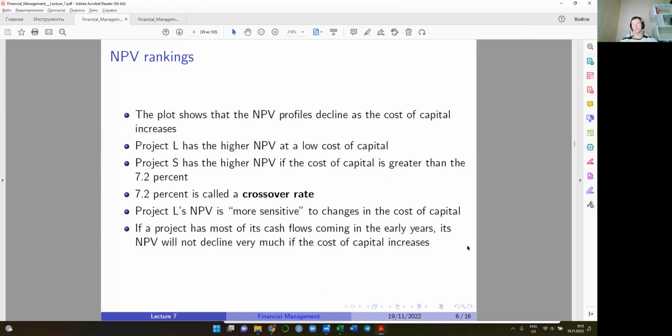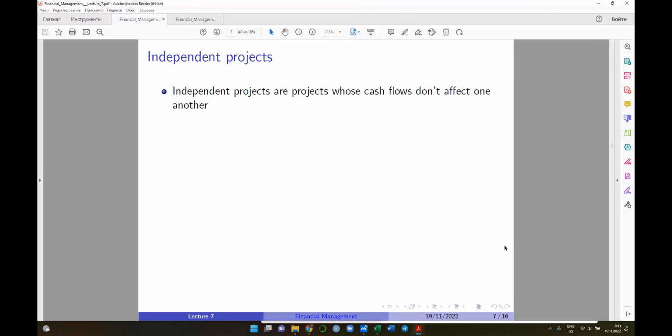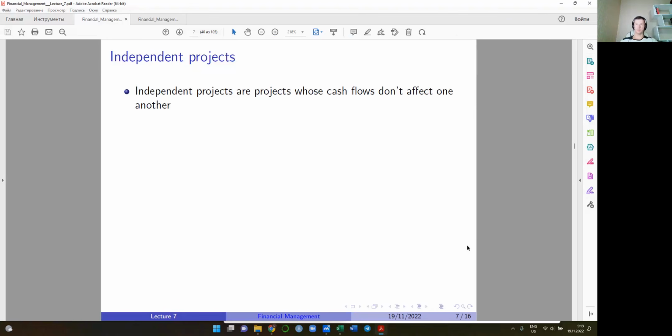Now we need to introduce two concepts: how different projects can be compared to each other. One situation is when you compare independent projects. So what are independent projects? Those are projects whose cash flows do not affect one another.